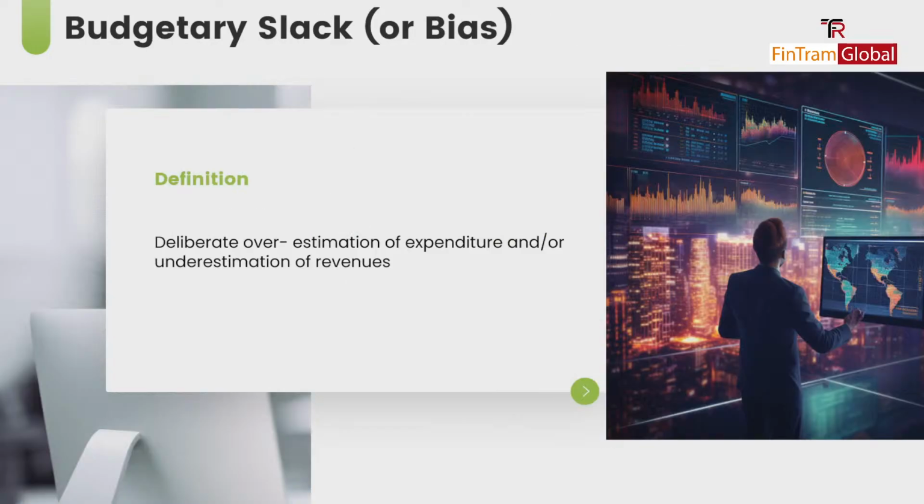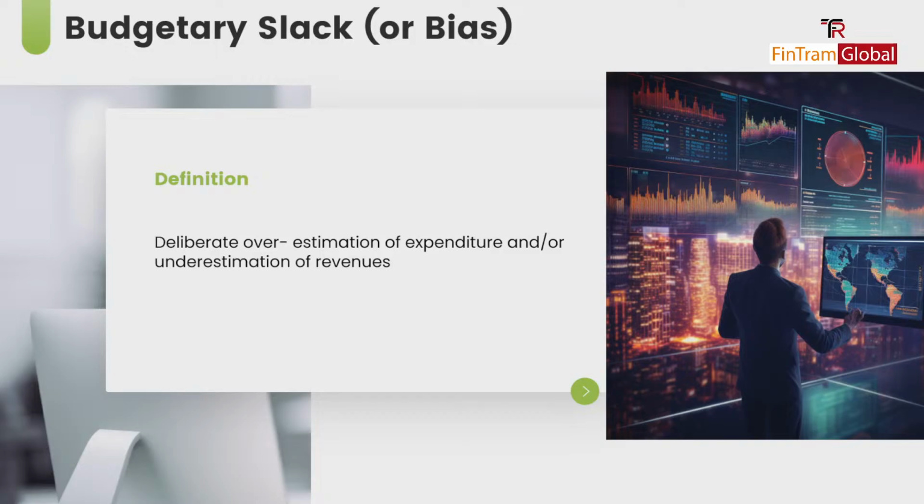And then we move on to budgetary slack or bias. So what's the idea here? There is a high chance that budgets can be manipulated, which is kind of obvious if you think about it. So the idea here is that we do not need our budgets to be set under capacity. For example, we may have a capacity to sell maybe 10,000 units, but we don't want to set our budgets below that capacity.